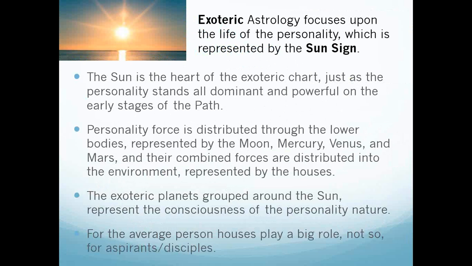So exoteric astrology focuses upon the life of the personality, which is represented by the sun sign. So in your chart, we refer to the sun sign as being the personality. Those are the qualities of your personality. The sun is the heart of the exoteric chart, just as the personality stands all dominant and powerful on the early stages of the path. And BL will go into that in much greater detail when I'm done my portion here.